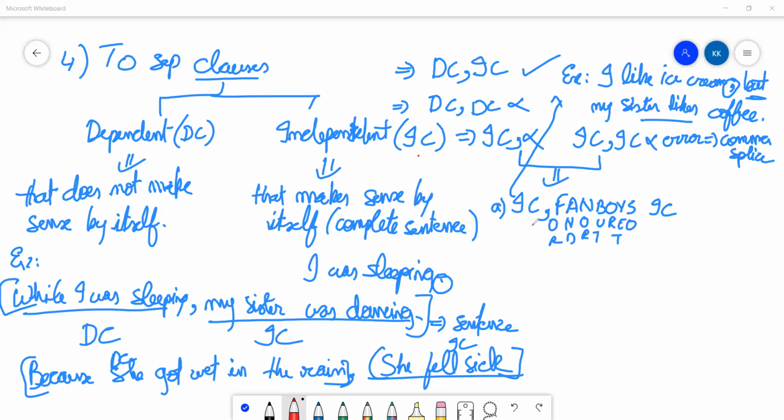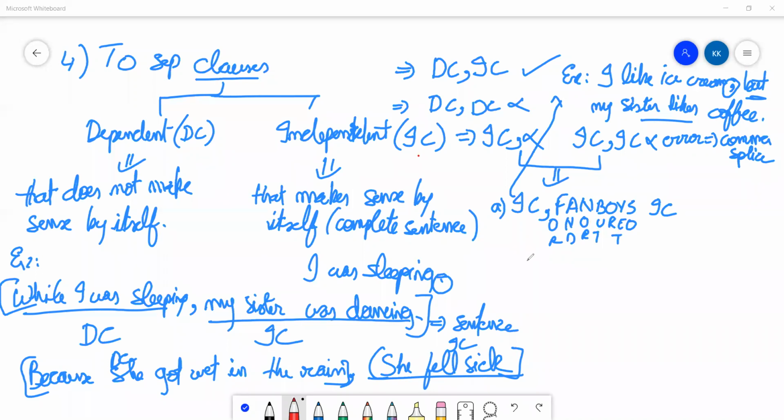Got it? Am I clear? Yes, ma'am. Please ask if you don't understand anywhere. It is very, very important. Especially this fourth use. It's a little complicated, but you will understand it if you ask your doubts. So ask if you have any doubts. Okay. That is the first way of editing it.